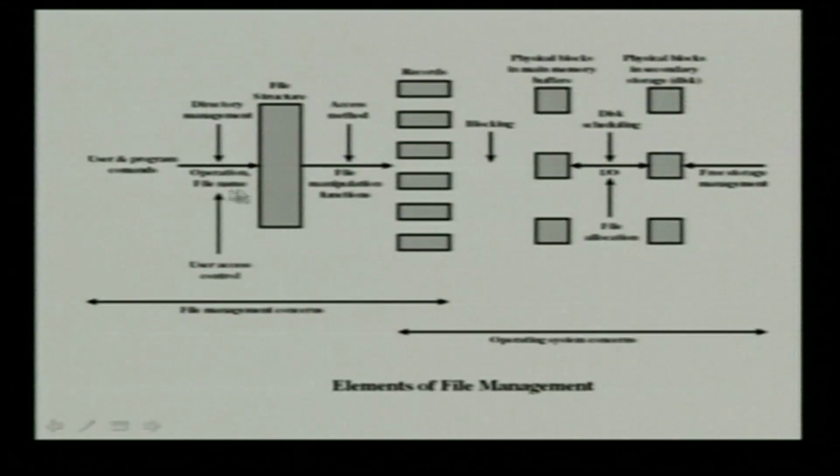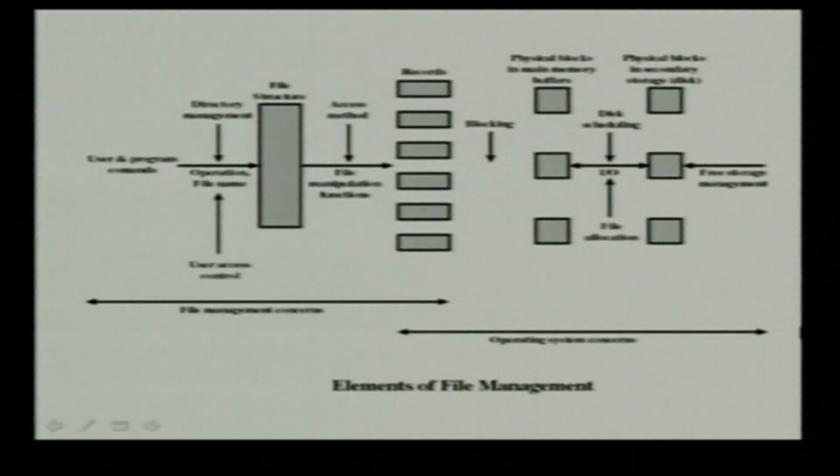So whatever the operation and the file name, it will go to the file structure and then it will decide on one access method and do the file manipulation function on the records available. So these records have to be accessible by this. As far as the file management concern is concerned, we are talking about different records. You delete records, you insert records. Okay. So the granularity at which you are accessing the file system is records.